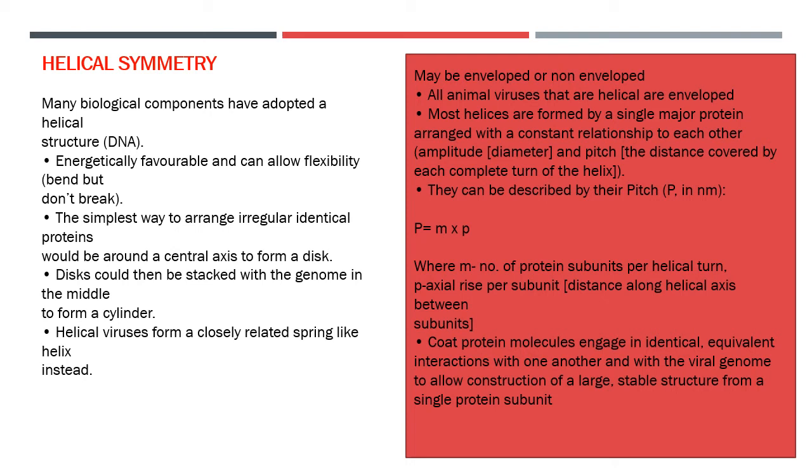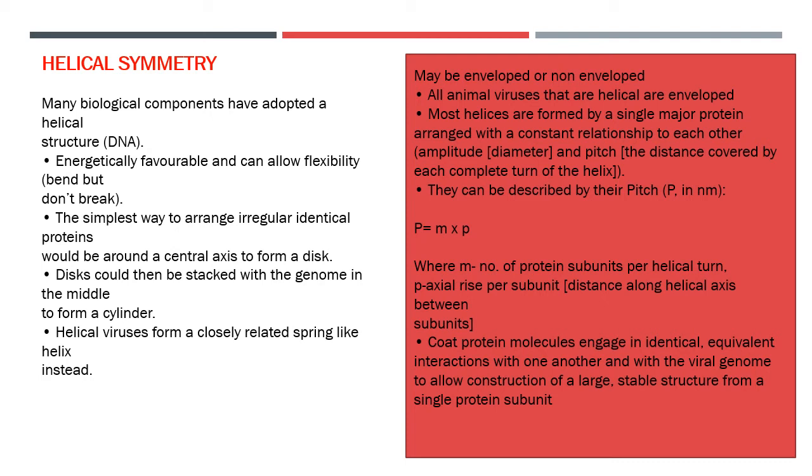Where M is the number of protein subunits per helical turn, and the small letter p is the helical rise per subunit, that is the distance along the helical axis between subunits. This will give you the pitch.